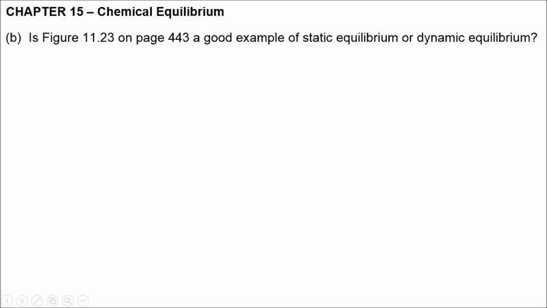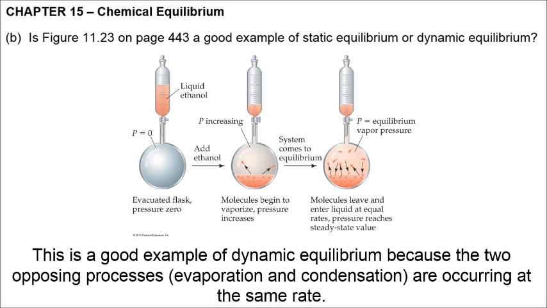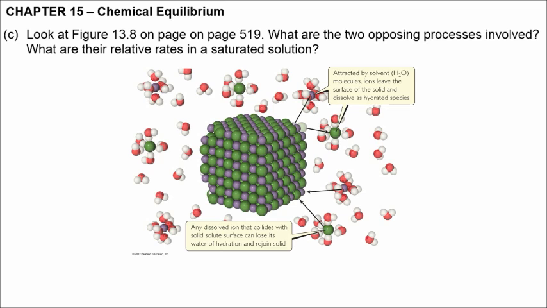If we look at figure 11.23 on page 443, we can see that in this particular diagram, eventually equilibrium is reached for the vapor pressure of the liquid because molecules are entering the liquid at the same rate that they are leaving the liquid. So it's a good example because the two opposing processes, evaporation and condensation, are occurring at the same rate. Another example of dynamic equilibrium is figure 13.8 on page 519.